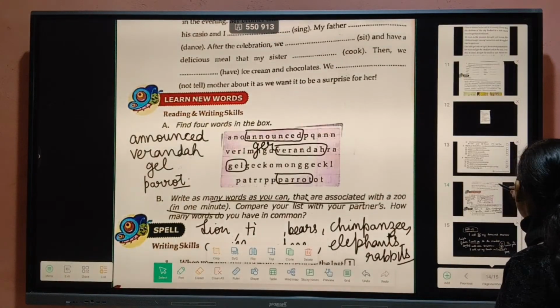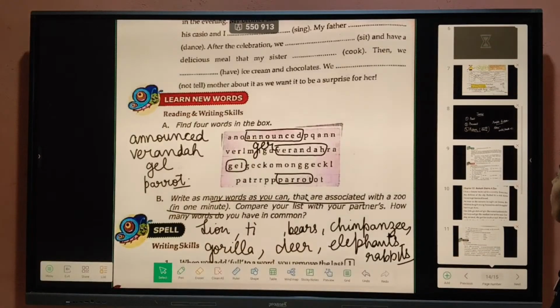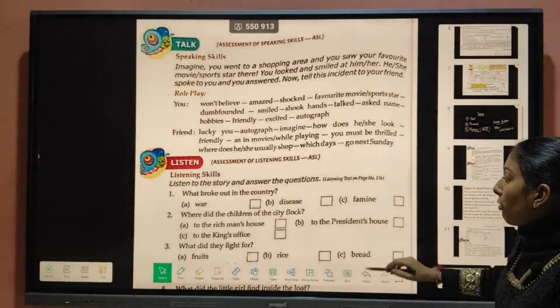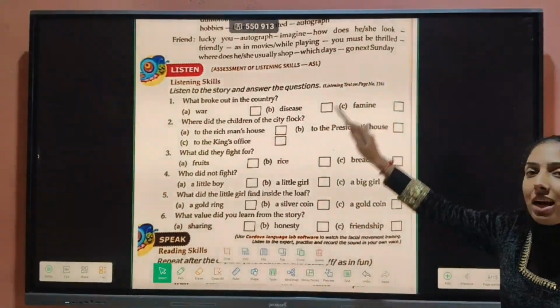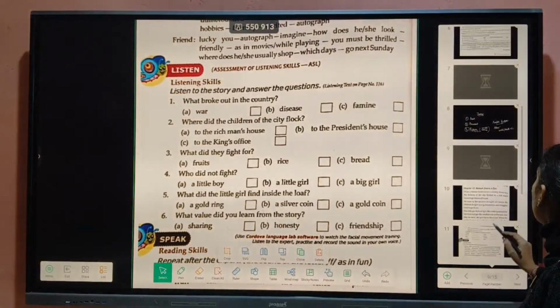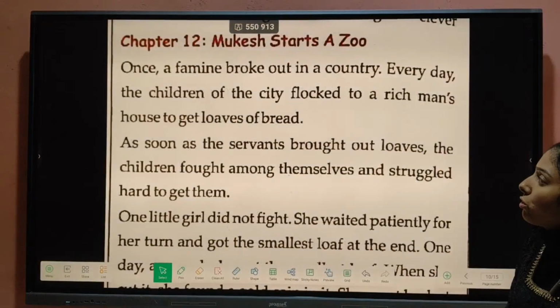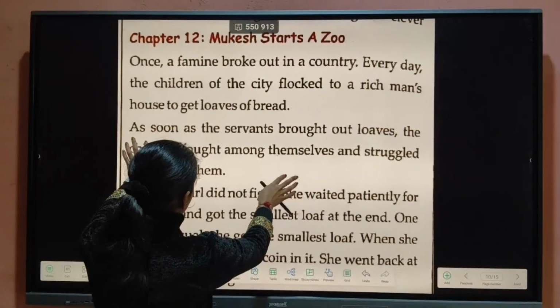Now let us move to the next exercise, beta. One passage is given at the end of your book. That passage we are going to read and then we will answer these questions from the passage. A story is there. Let me open it. This is the story. Okay. I'm going to read it for you. Listen to it carefully.